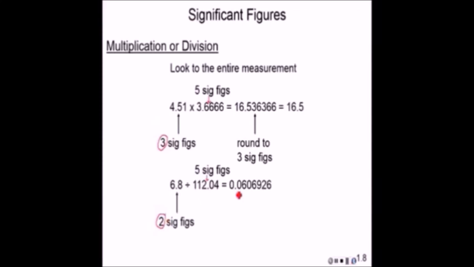So how can I make this 2 significant figures? Well, my first significant figure is the 6. So I only want to keep these 2. But when I drop the rest of them, you notice that that 6 is greater than 5. So I'm going to add 1 to the 0, and I get 0.061 for an answer.